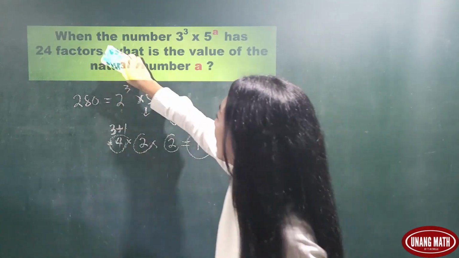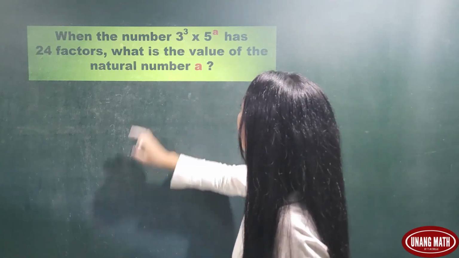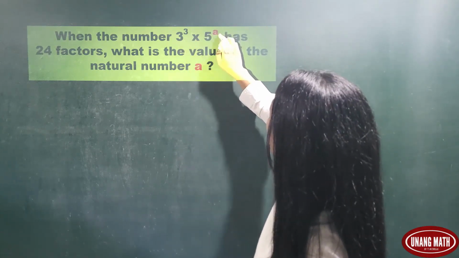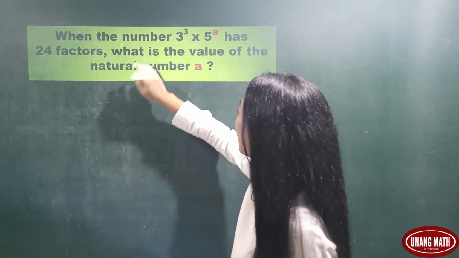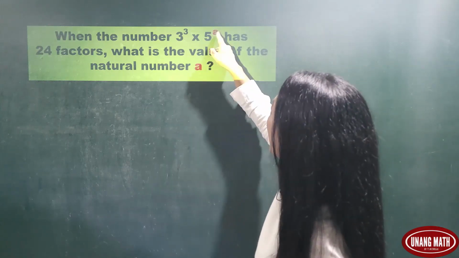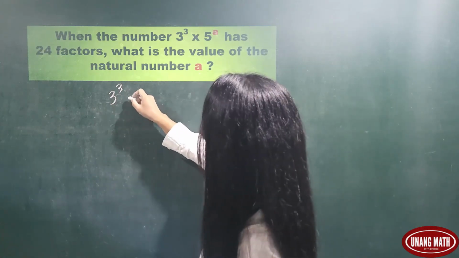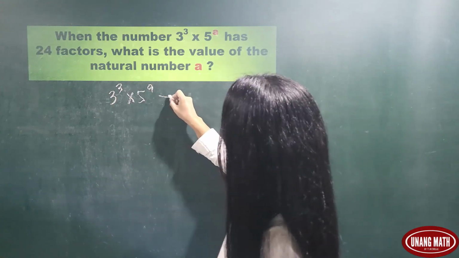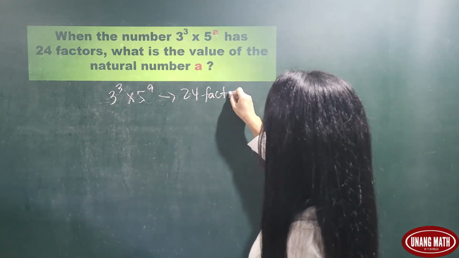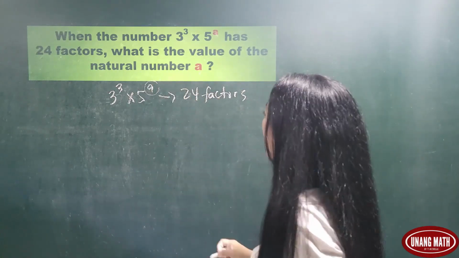Third problem. When the number 3 raised to the power of 3 times 5 raised to the power of a has 24 factors, what is the value of the natural number a, or this exponent? Let's represent this problem. This number, 3 raised to the power of 3 times 5 raised to a, has 24 factors. This problem is asking for the value of this natural number a, or this exponent.